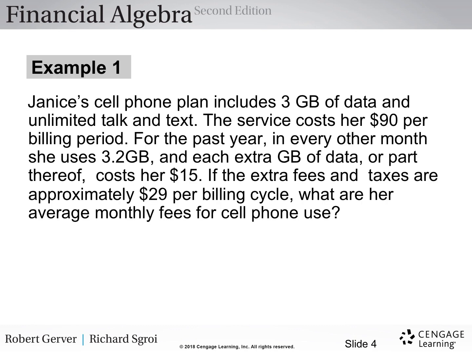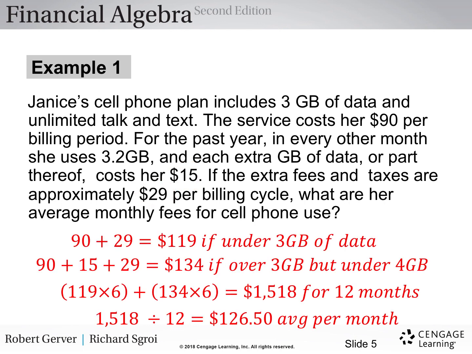So let's look at example 1. Janice's cell phone plan includes 3 gigabytes of data and unlimited talk and text. The service costs her $90 per billing period. For the past year, every other month, she uses 3.2 gigabytes, and each extra gigabyte of data or part thereof costs her $15. If the extra fees and taxes are approximately $29 per billing cycle, what are her average monthly fees for cell phone use?